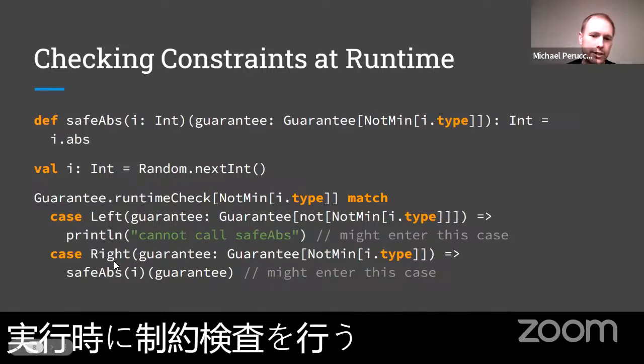But if we get a Right out, that means we did get the guarantee that we need, and we can pass along this guarantee to our safeAbs function. And we don't know which one is going to happen because this is a random int.